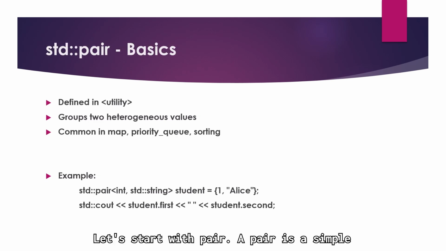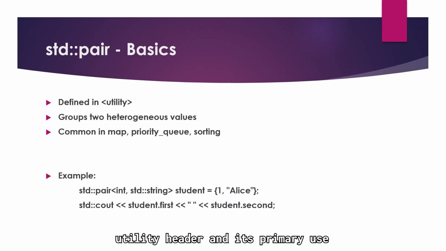Let's start with pair. A pair is a simple yet incredibly useful container that can hold two values of possibly different types. It is defined in the utility header, and its primary use is to store two related pieces of data. For example, you might use a pair to represent a coordinate, a key value pair in a map, or even return two values from a function. You can easily access the two values in a pair using dot first and dot second. This makes it a great tool for quick, compact data storage.